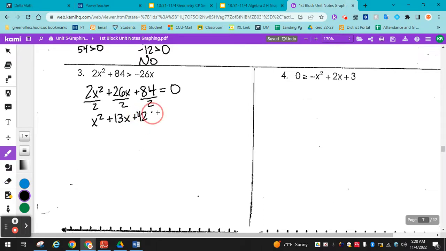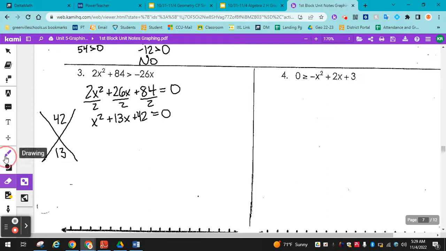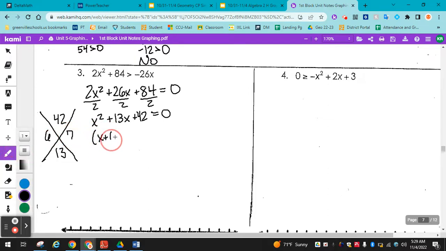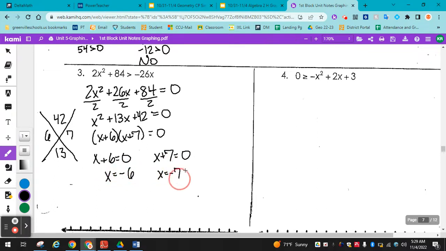$42. Anything multiply to 42 and add to 13? 6 and 7 does. So we have x plus 6, x plus 7. Solve using factoring, set each parentheses equal to 0 and solve. X equals negative 6, x equals negative 7.